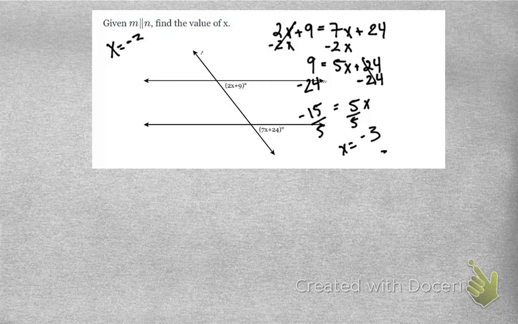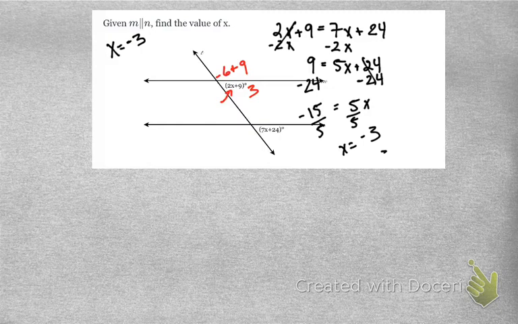Now, you can never get a negative angle, but you certainly can get a negative x. And then definitely you can't get a negative angle. So in your check step, even if you have a negative x, you better not get a negative angle. So if we plug in the negative 3 in for that x, 2 times negative 3 is negative 6. But negative 6 plus 9 is equal to what? 3. That's a tiny angle. That's like the smallest angle ever. 3 degrees?